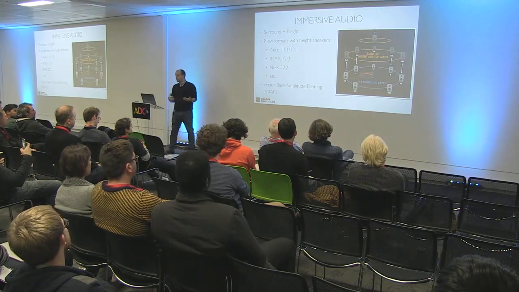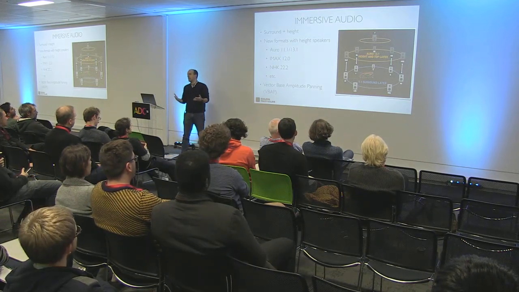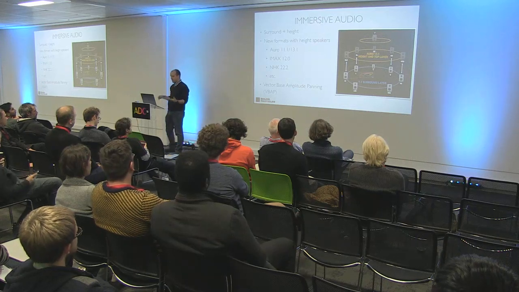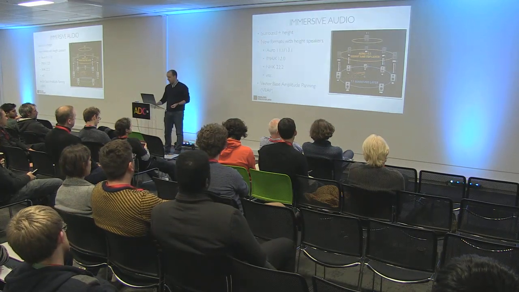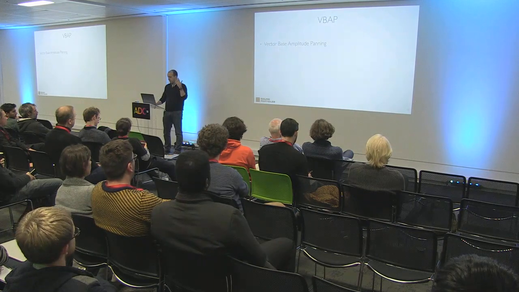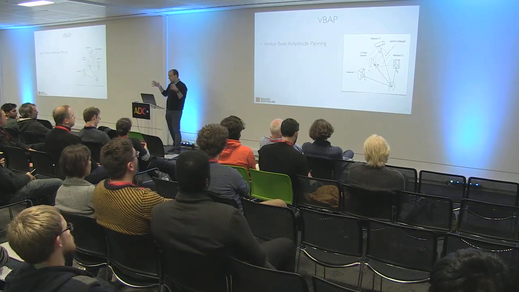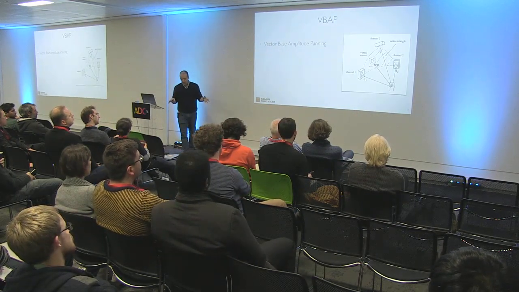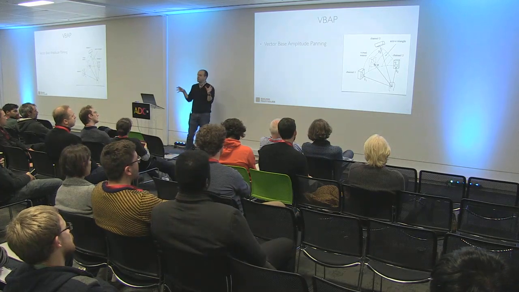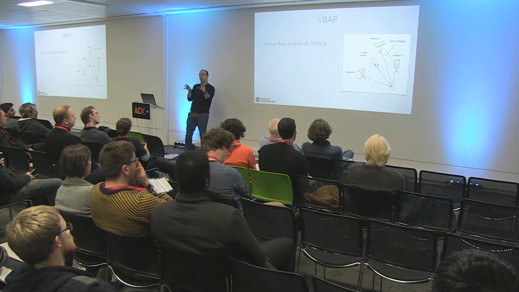And if you want to actually implement this kind of solution, you use vector-based amplitude panning. So what is VBAP, vector-based amplitude panning? Well, essentially it's the same thing as we do in stereo, but now with 3 speakers. So we have this triangle, and by controlling these 3 gains, you can create this virtual image that, depending on the gains, is going to move around that triangle.